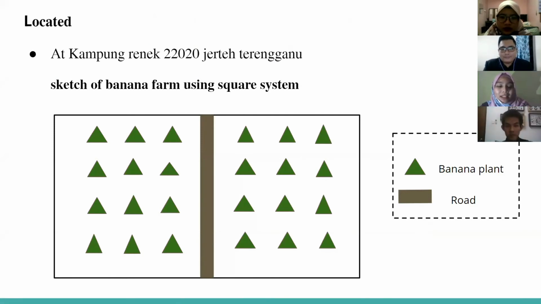As we can see, this is an example sketch of banana plants area using square system. This is the most commonly used method and easy to lay out in the field. In this system, plant to plant and row distance is the same. The plants are at right angle to each other. Every unit of 4 plants forms a square.